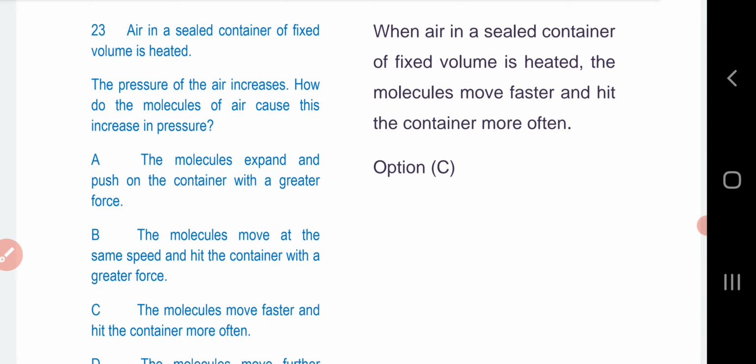So the number of collisions per second increases, as pressure is force per unit area. More collisions means more force, and the pressure is force per unit area. The pressure will increase due to more collisions. The answer is option C.